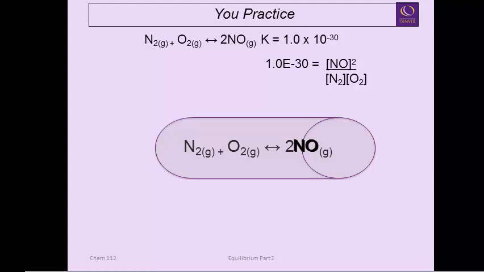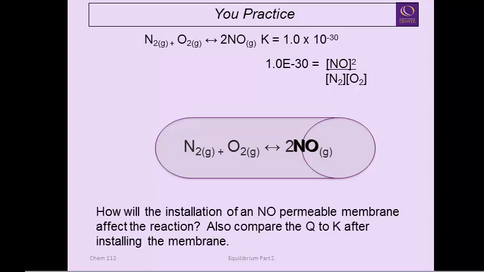Here's another scenario for you to practice. Now we're going to take the same reaction, but put a special membrane on the end that will allow NO to permeate out. So that NO is just going to float out of there. Now the question is, how would that affect the equilibrium? So think about that situation. NO's leaving. Stop the video and think about how you would answer that. When you're ready to answer, restart the video.